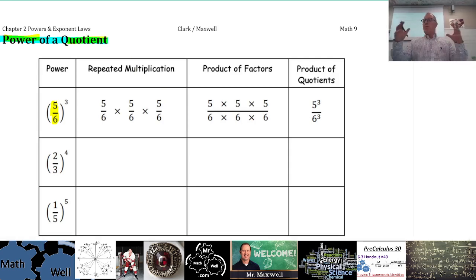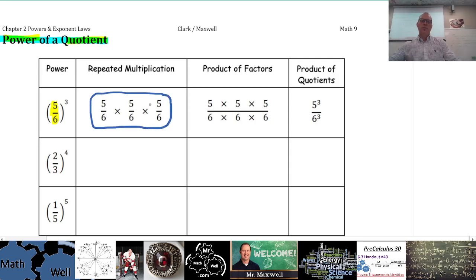In repeated multiplication, we can write that out as 5/6 times 5/6 times 5/6. Hopefully you remember this from elementary school, but when you multiply fractions, you don't have to get a common denominator first. That's when adding or subtracting. But when you multiply fractions, you simply multiply the top numbers and then put that all divided by the multiplication of the bottom numbers. So you just multiply straight across when you multiply fractions.